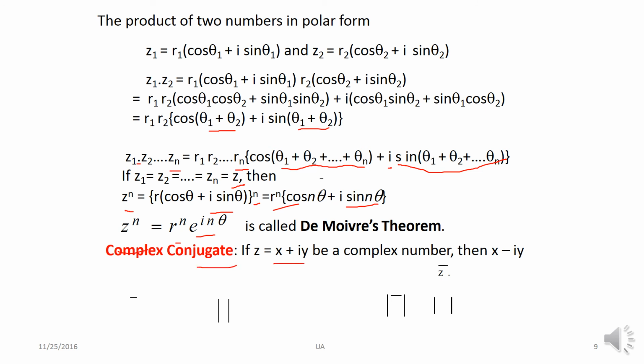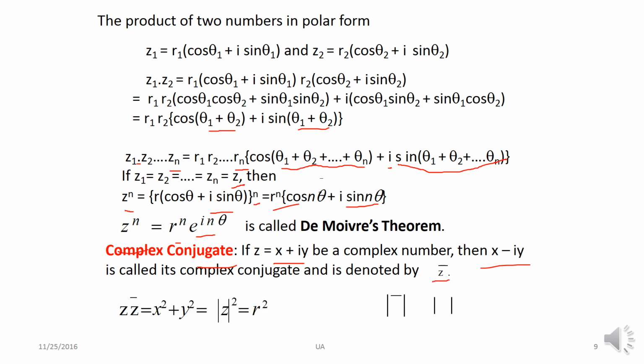And then we have the complex conjugate number. z is equal to x plus iy, its complex conjugate is x minus iy, and we denote it by z bar. So we can write z into z bar is equal to x square plus y square, which is equal to mod z square. So z into z bar is equal to mod z square, which is equal to x square plus y square, which is equal to r square. So we have mod z is equal to mod z bar.